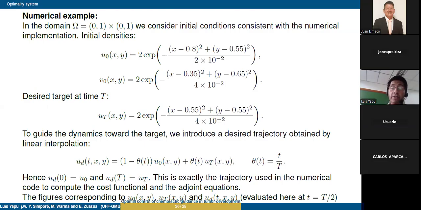In the paper that we are finishing, we will present more, more interesting examples.